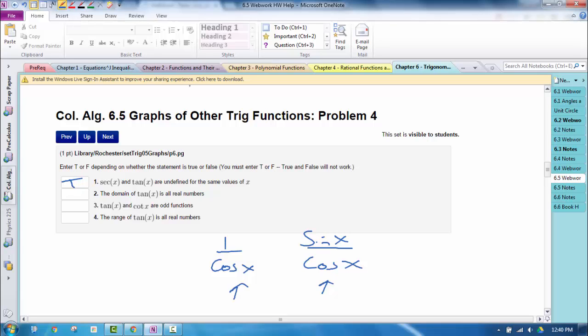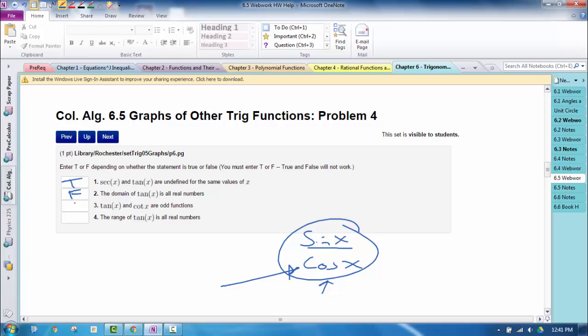Now the next problem wants us to know about the domain for tangent. The domain of the tangent is not real numbers. That's false. And the reason why is because here's the tangent right here, and it's undefined for whenever cosine is 0. Okay, tangent and cotangent are odd functions. Now we're not going to spend a lot of time talking about even and odd functions, but they are technically odd, which means they're rotationally symmetric about the origin. And then the range is all real numbers. That's true as well. And we can look at the graph of tangent. It looks like this. And you can see that it does have all y values present.